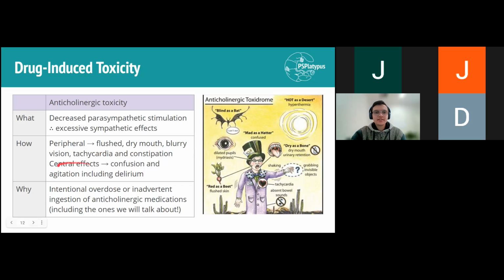Then central effects are a little bit harder to explain, but think about if I were to block those specific receptors in the CNS, I may get some imbalances in the way that I'm thinking. So I might get confusion or agitation, and that's mad as a hatter. You'll be quite confused. And as I said, the reason is usually iatrogenic: either the patient takes too much or you give too much anticholinergic medication.